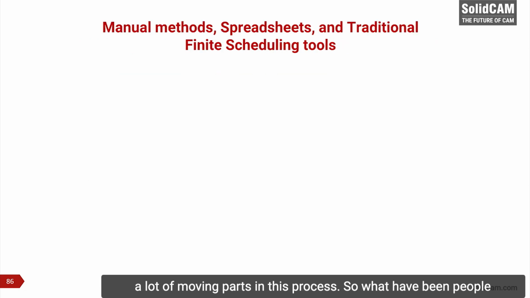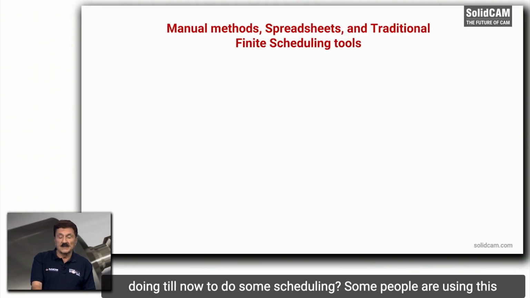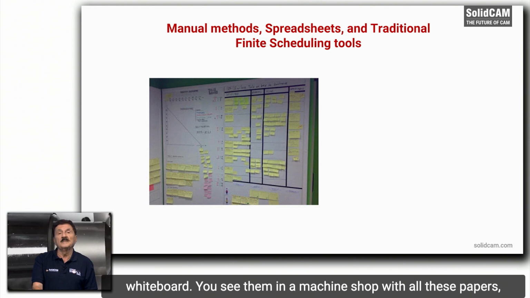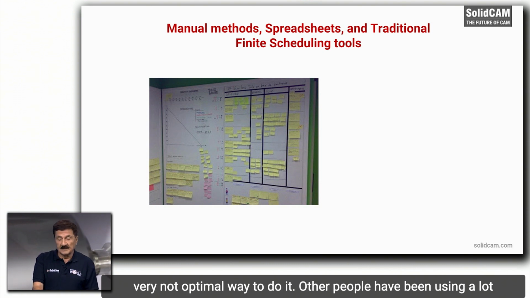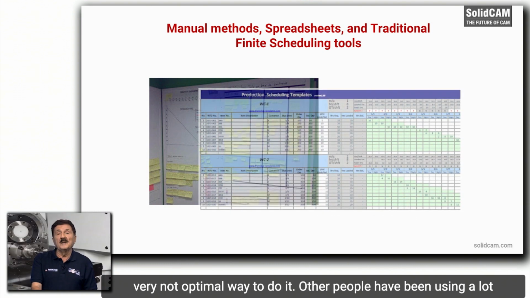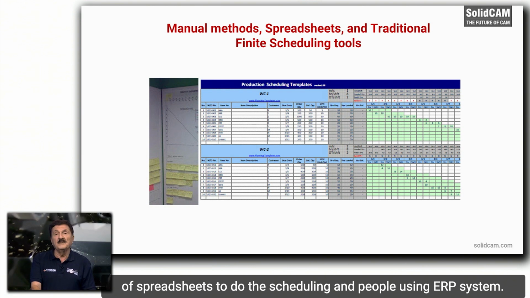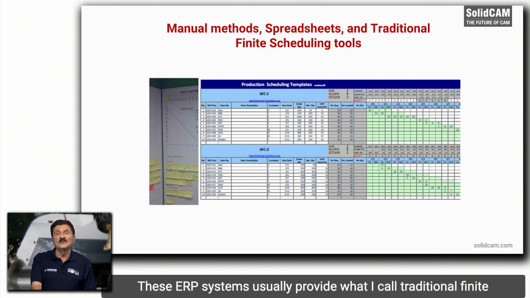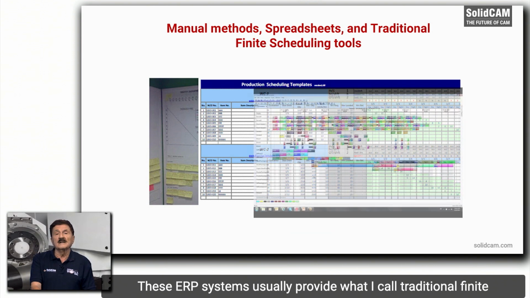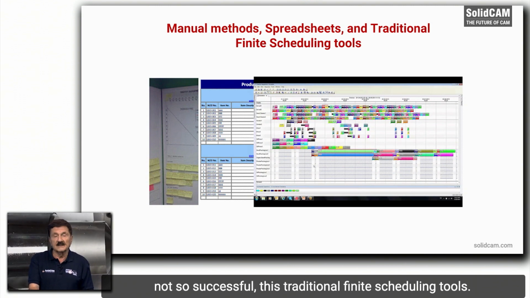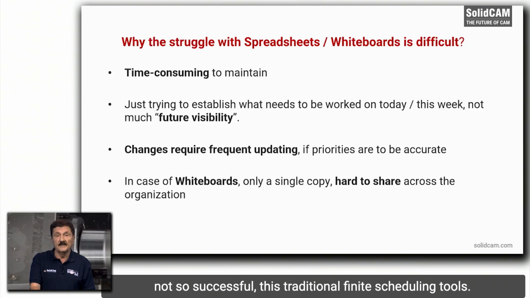So what have people been doing until now to do some scheduling? Some people were using whiteboards. You see them in a machine shop with all these papers. It's a very non-optimal way to do it. Other people have been using a lot of spreadsheets to do the scheduling. And people using ERP systems, these ERP systems usually provide what I call traditional finite scheduling tools. I will talk more later about why these traditional finite scheduling tools are not so successful.